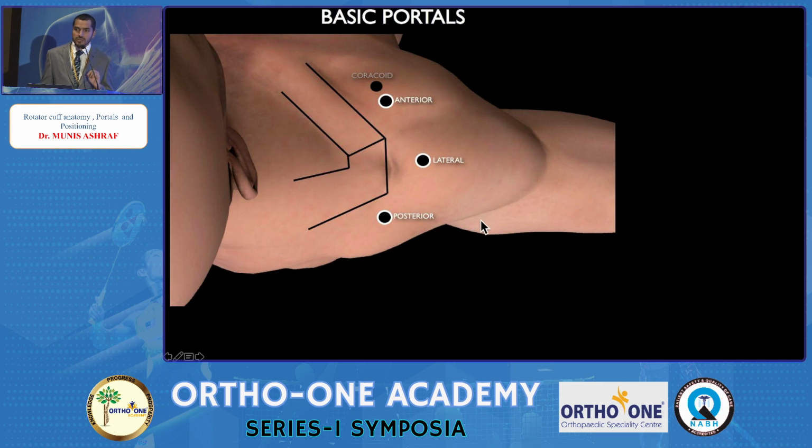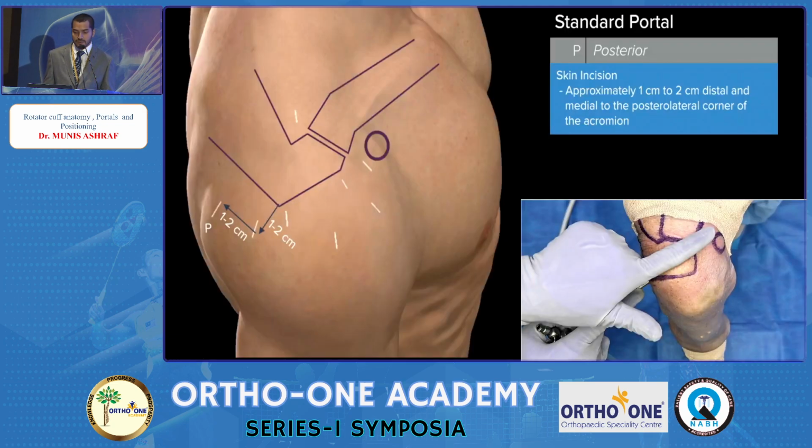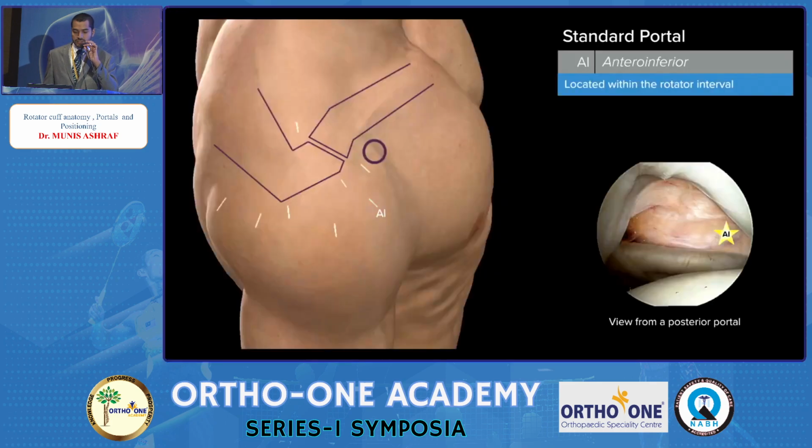The basic portals are posterior, anterior and lateral. Accessory portals will be the anterolateral, posterolateral, Neviaser and the portal of Wilmington. The posterior portal is a viewing portal. It is about 1 to 2 centimeters medial to the tip of acromion and directed towards the coracoid. The structure at risk here is the suprascapular nerve. It's about 3 centimeters medial to the incision site.